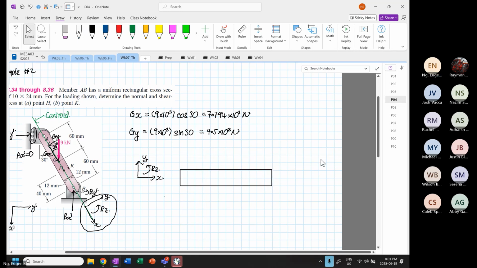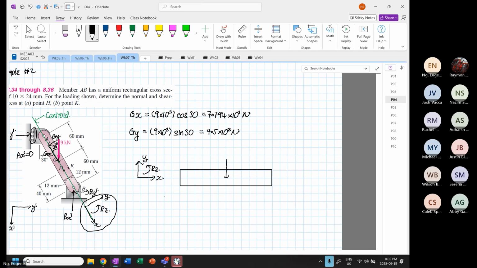So we know that we have our Gy moving at 4.5 times 10 to the power 3. We also know that we have a Gx in this direction, and our Gx is sitting at 7.794. So this is our Gx.